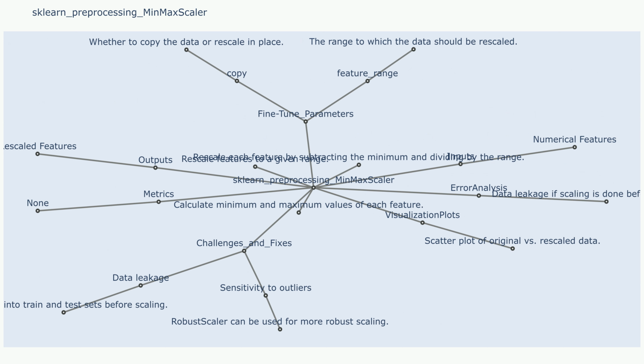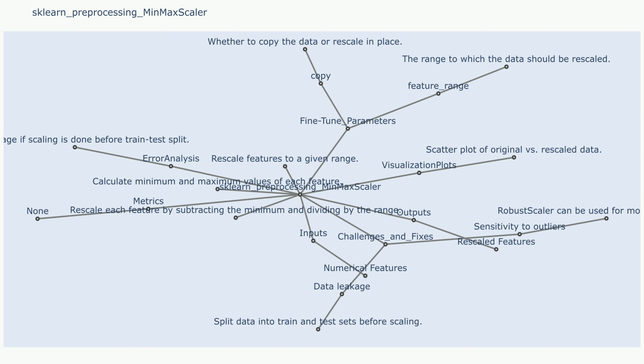Outputs. Output 1. Explain in detail. The output of min-max scaler is a NumPy array or pandas data frame with the same shape as the input, but with the features scaled to the specified range. Output 2. Explain in detail. In addition to the scaled data, the min-max scaler object also stores the minimum and maximum values of the original features, which can be used to reverse the scaling later.